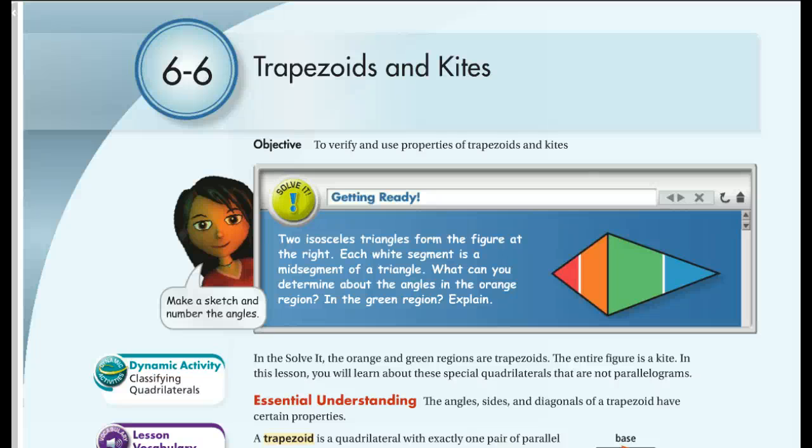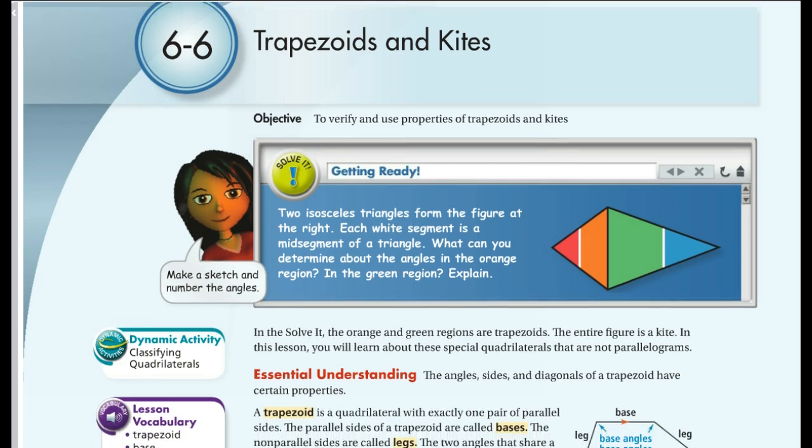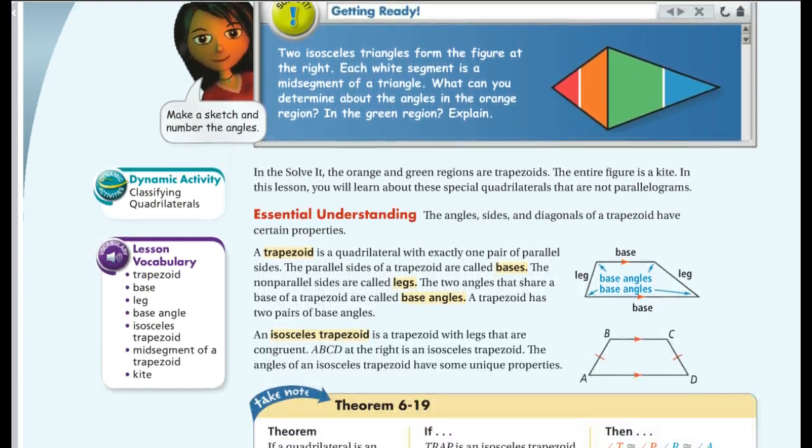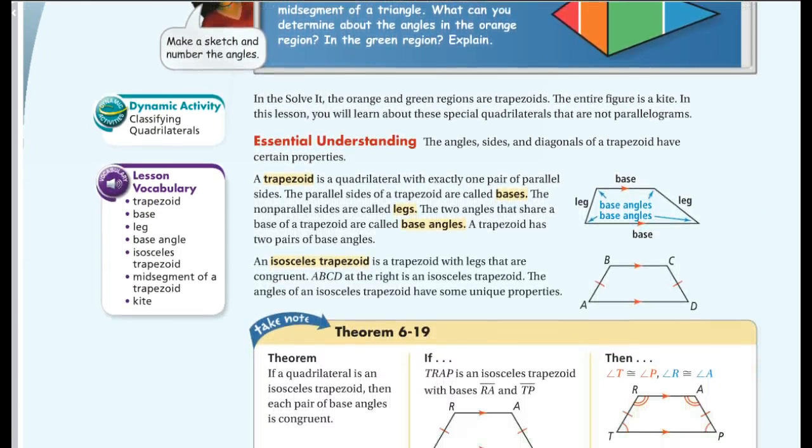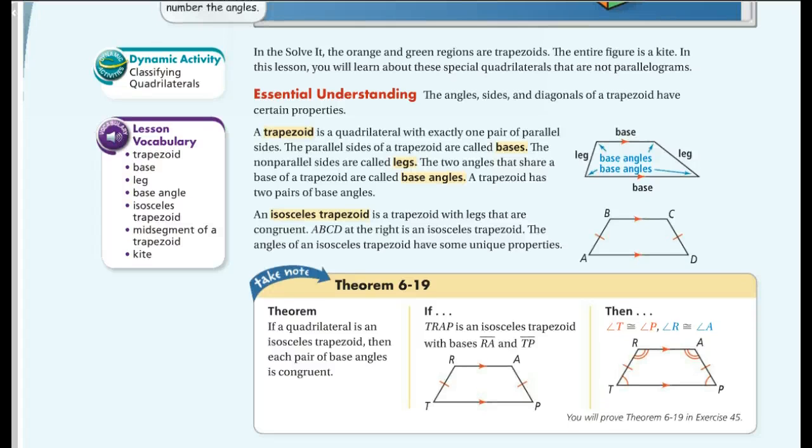Okay, so what we're going to do here is a quick review of Lesson 6 from Unit 6, Trapezoids and Kites, and to help prepare for the Unit 6 test. There's a few definitions here. Trapezoid being a quadrilateral with one pair of parallel sides.